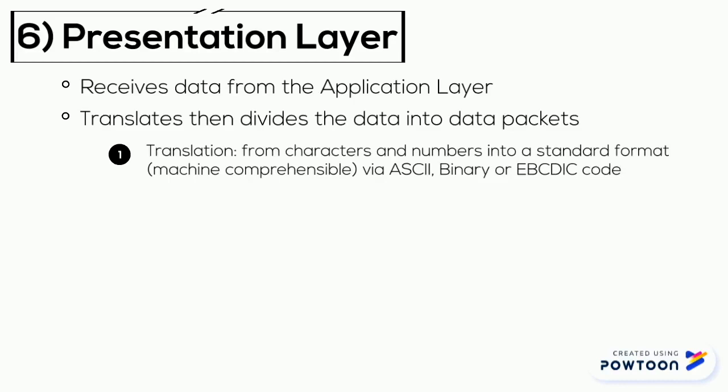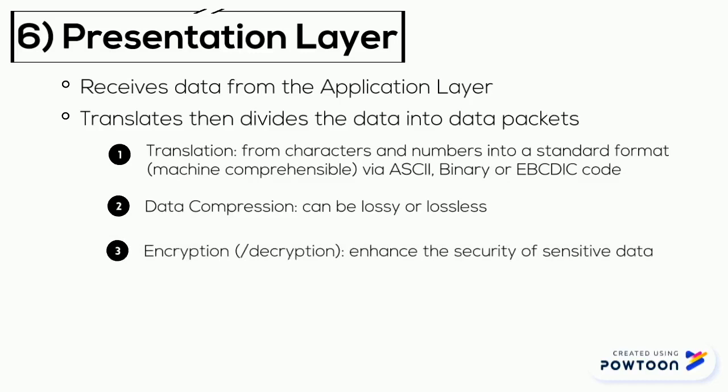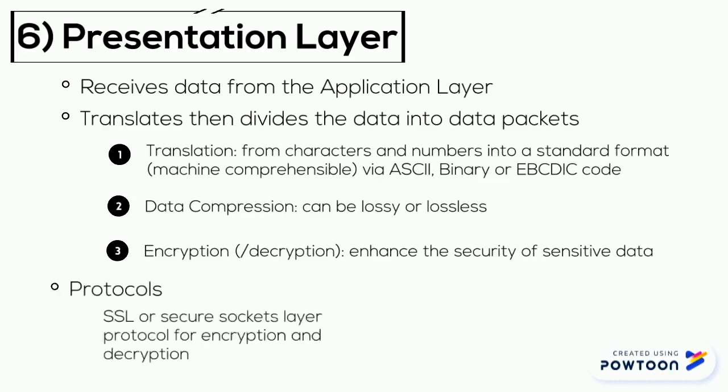The second stage is data compression. The compressed data reduces the amount of space used to store the original file and can be transferred faster to its desired destination. The data can be compressed as lossy, such as JPEGs, or lossless, like zip files. The third and final stage is encryption when sending, or decryption when receiving. This stage maintains the integrity of data before transmission. Data is encrypted to enhance the security of sensitive data. The presentation layer uses SSL, or Secure Sockets Layer Protocol, for encryption and decryption.